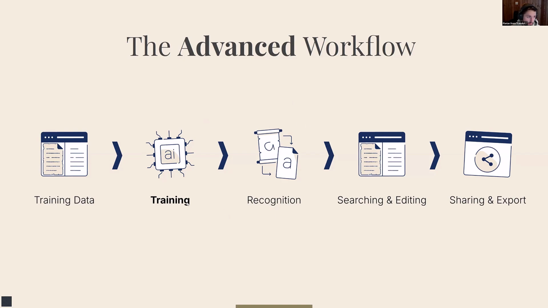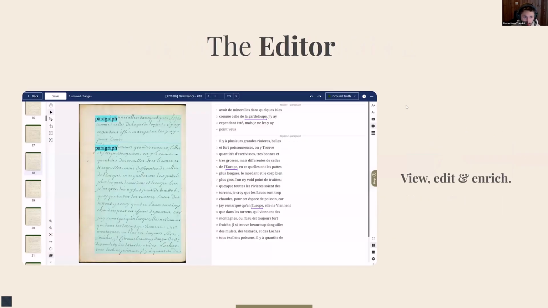model. And then after you have your model trained, you will likely do a recognition of your broader data set, and then still want to search and edit data. And then eventually you can still export it. So to sum it up, you always need something to view and edit and enrich your data. And that's where the editor in Transkribus is our tool that we try to develop and further extend for you to have a very powerful editor in order to view, edit, and enrich your documents.